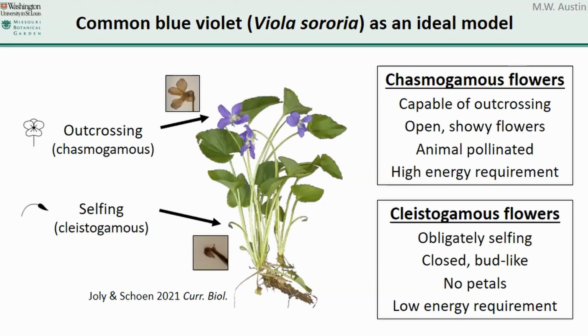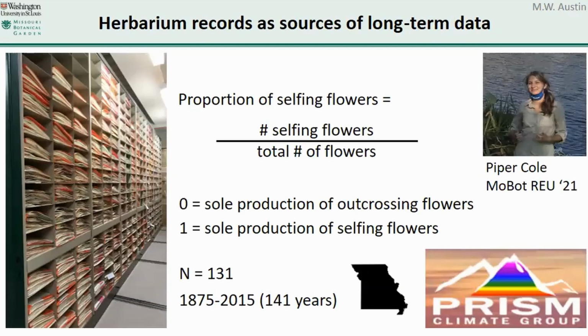So in the summer of 2021, I worked with a really fantastic REU student, Piper Cole, on a study where we were interested in whether herbarium records of the common blue violet could be used to derive estimates of outcrossing rate, by counting the total number of each flower type on a record and taking the ratio of those two flower types, which we calculated as the proportion of cleistogamous flowers to cleistogamous plus chasmogamous flowers. Hereafter, I'll refer to cleistogamous flowers as selfing flowers, and chasmogamous flowers as outcrossing flowers.